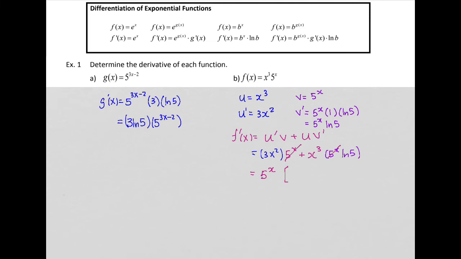So now we have 3x squared plus x cubed times by ln 5. And we see they also have x squared in common. So factor out the x squared. Then this will become 3 plus x ln 5. And that will be the differentiation for f.